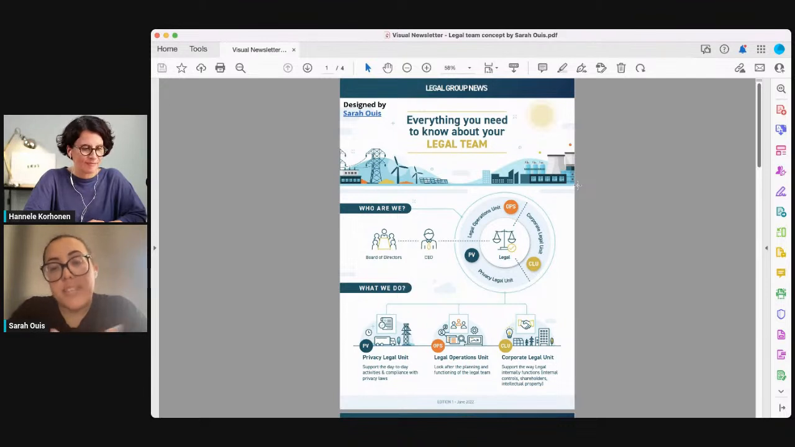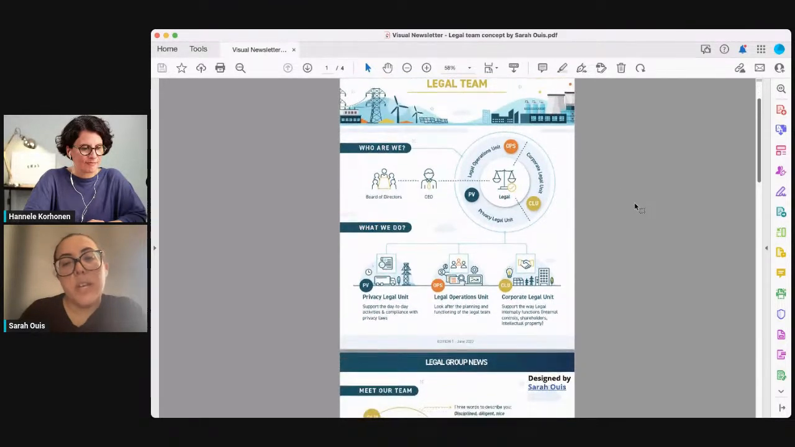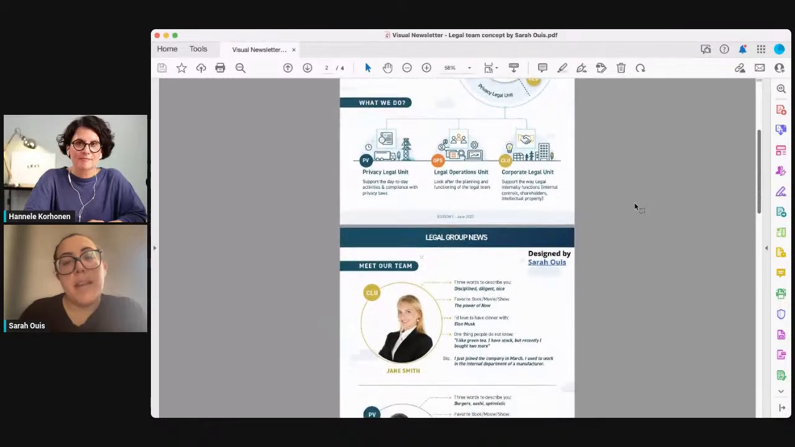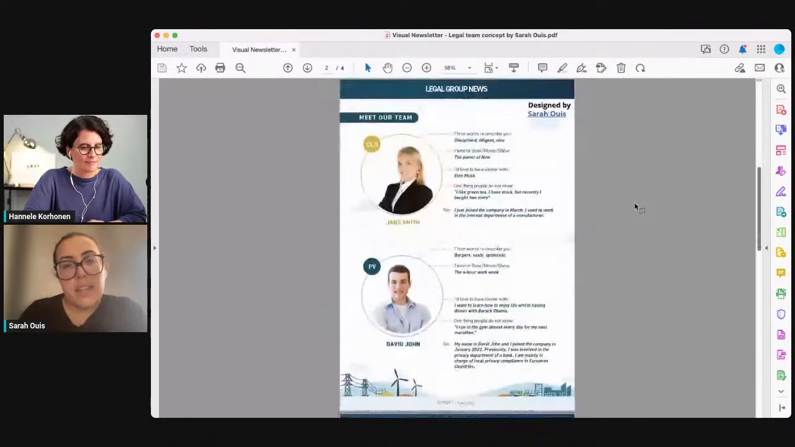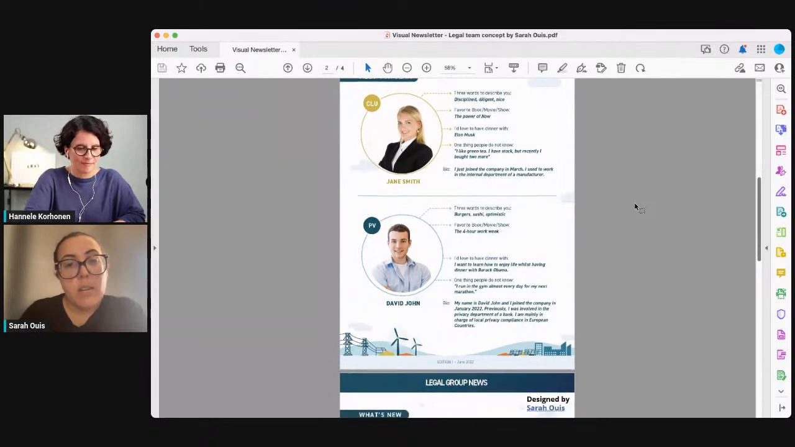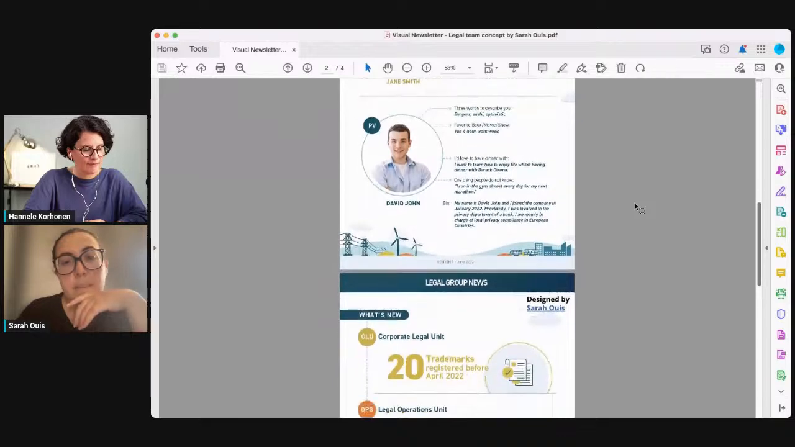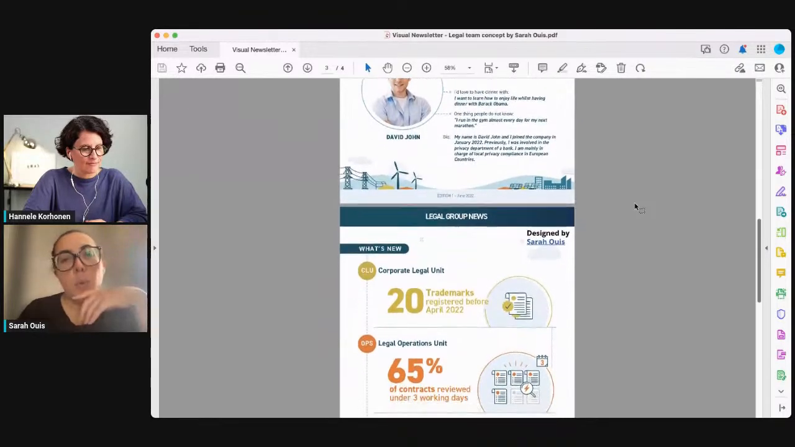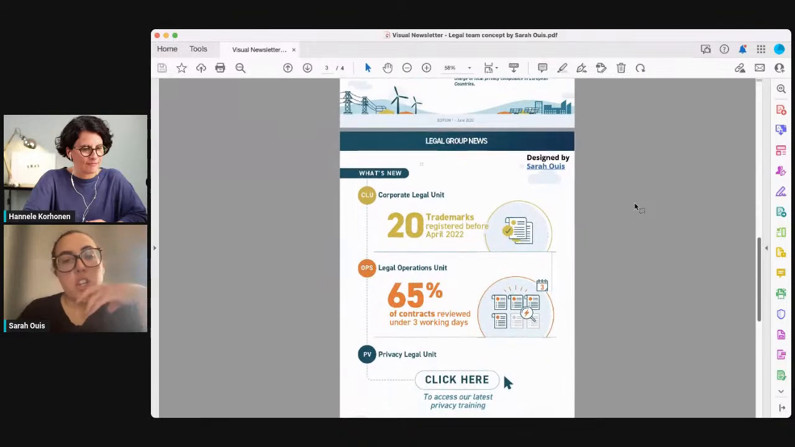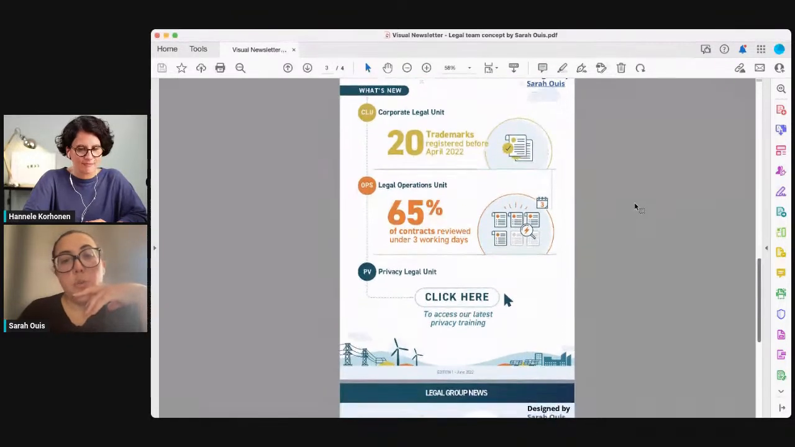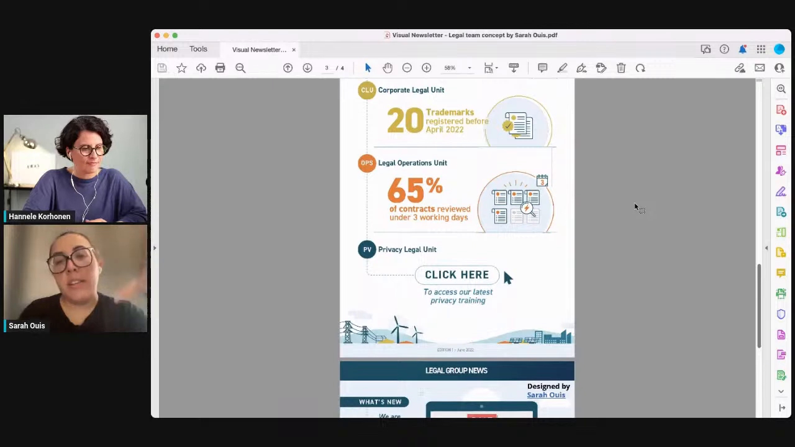But the idea was to communicate on the things that they were up to, and because it's a big conglomerate, it's really hard to get people's attention and get everyone at the same time. So we worked on a pilot to introduce them, explain the way the organization of the legal team is, the presentation also of the team members as well, and give it more of a human touch. And then here you would have more of what's going on in the legal team.